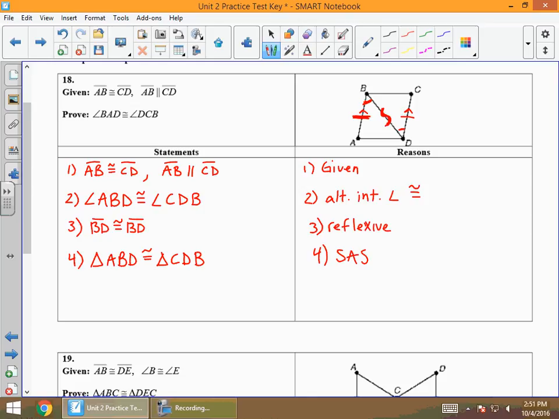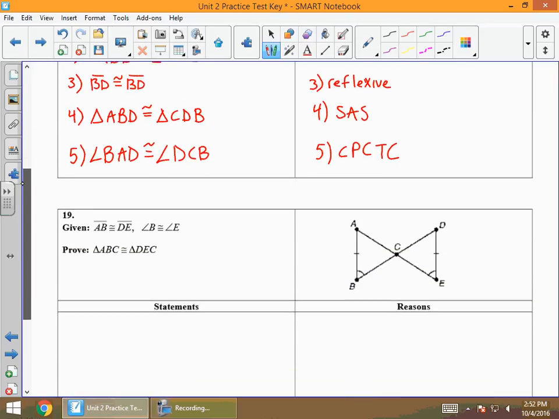Once the 2 triangles are congruent, everything else is true. All of the other angles, all of the other sides. So angle BAD is, in fact, congruent to angle BCD because corresponding parts of congruent triangles are congruent, what we call CPCTC. And there is your proof for number 18. Number 19, a little bit easier.